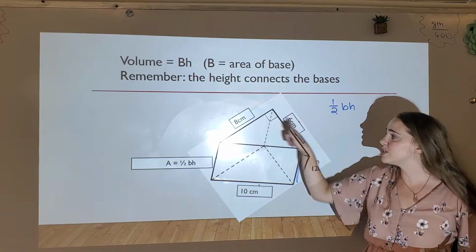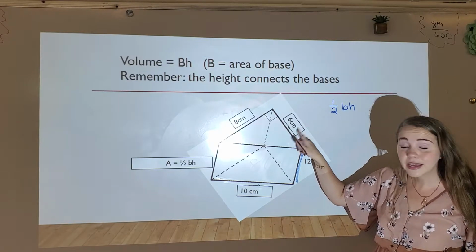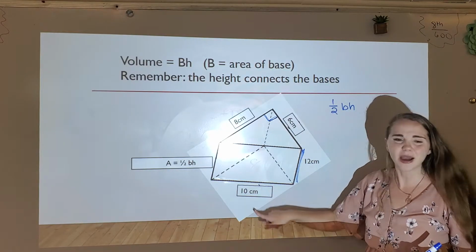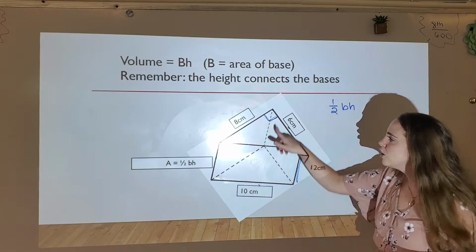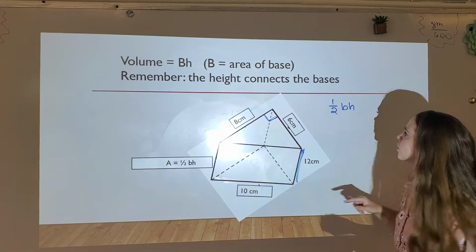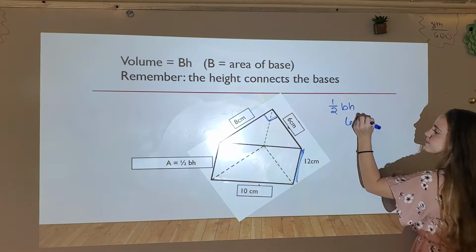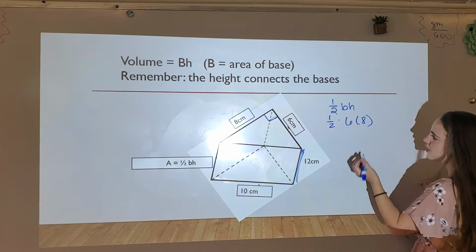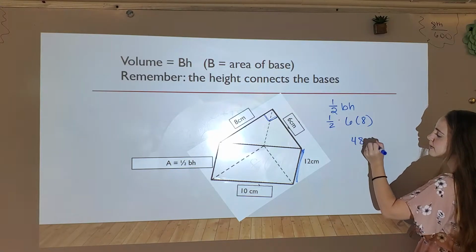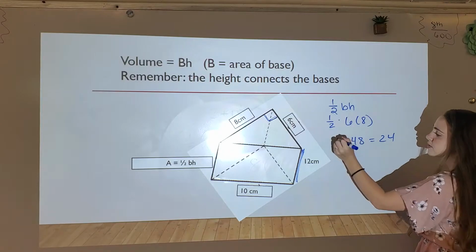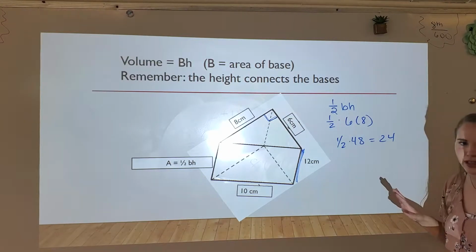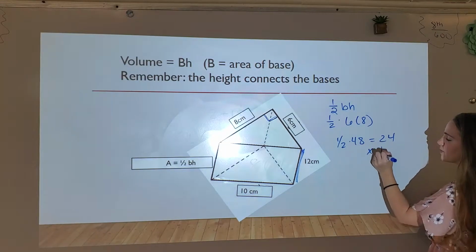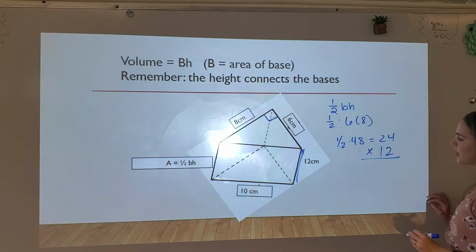We're going to use 8 and 6 as our base and height because they form a 90-degree angle. Not 10, 10 is actually the hypotenuse. We need the ones that form the right angle. So 6 times 8, and then half of that. 48 divided by 2 is 24. Sorry, I'm trying to make sure that it makes sense. 24, and then we can multiply by the height of the prism, which is 12.